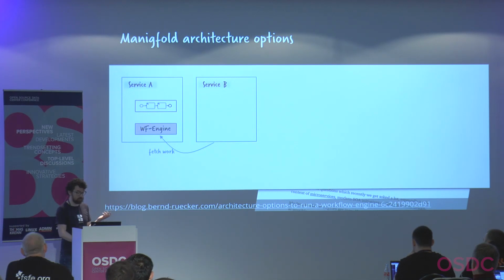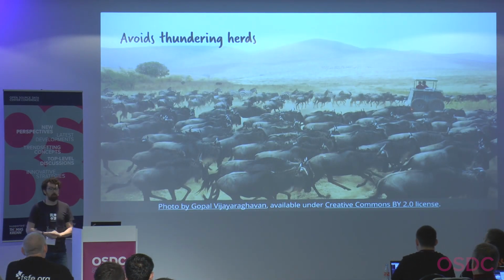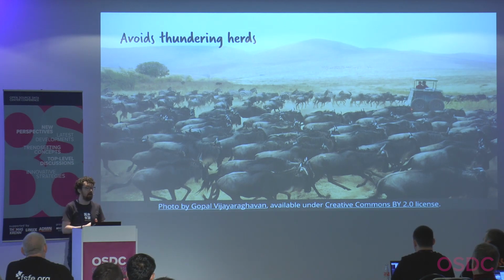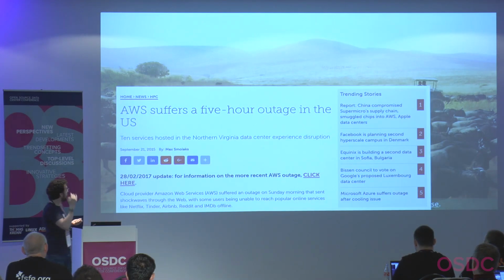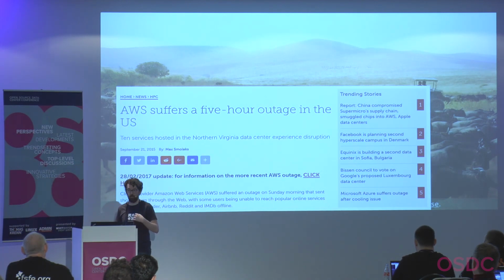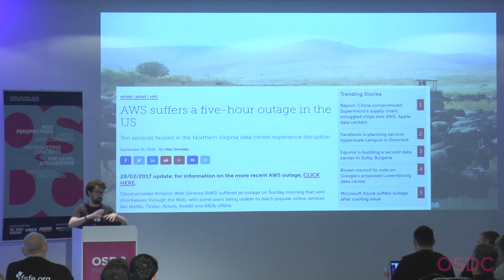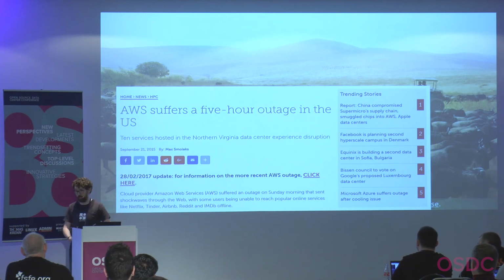One of the reasons why it's a good idea is because it avoids this lovely problem, thundering herds. If you have come across this before, this is a fascinating problem where you have a system that is making a call to another system, and you have a whole microservice architecture and everyone's making calls to other microservices. That's all great, except that I think a couple of years ago, AWS had a 5-hour outage, and this was a thundering herd problem.